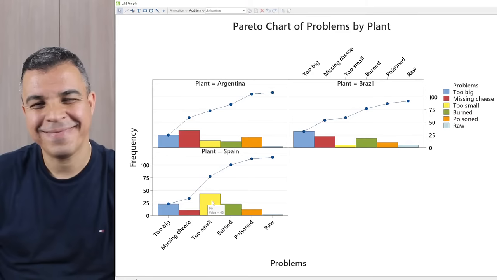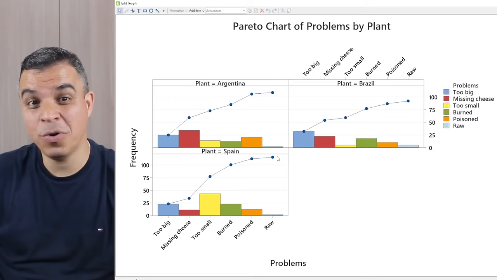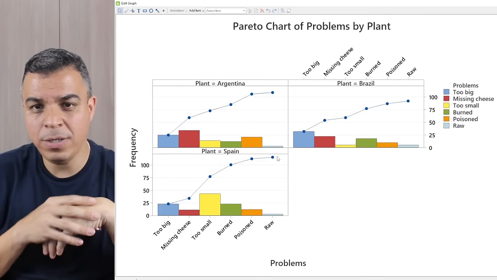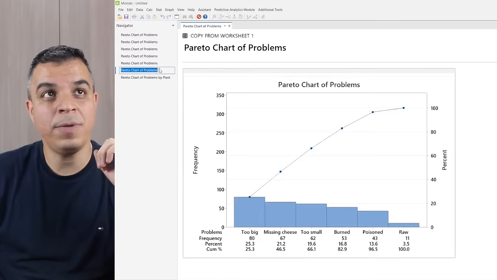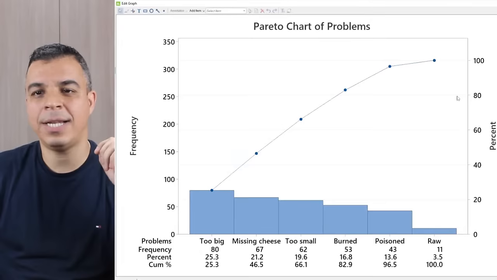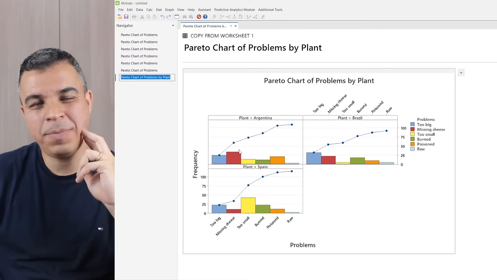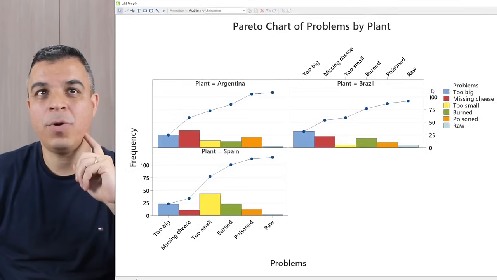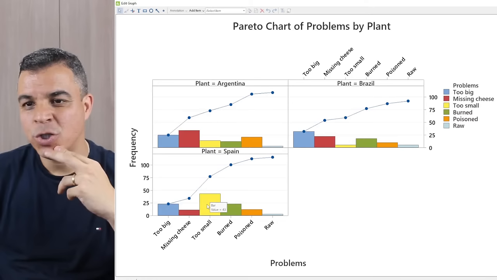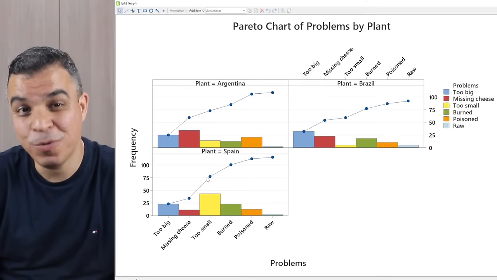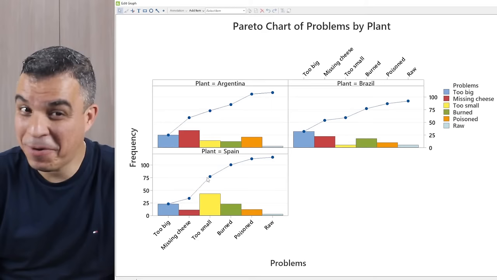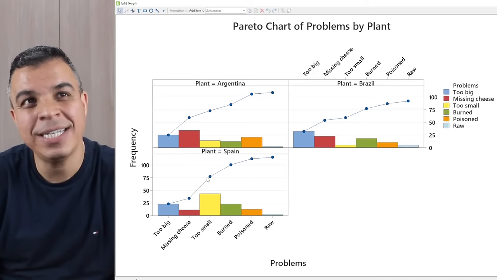See? If you just go across the board and say, yes, for all three countries we need to reduce these problems, let's focus on this problem, too big cheese bread. If you make a decision based on this general Pareto, you may miss important opportunities. See, for Argentina the most important problem is not too big as in Brazil. It's again missing cheese. And for Spain, it is too small. If you have a chance to segment, segmentation is gold. Segmentation is a powerful concept, very powerful concept.